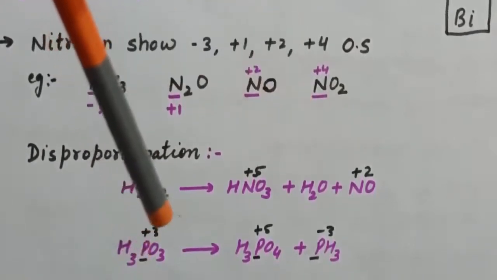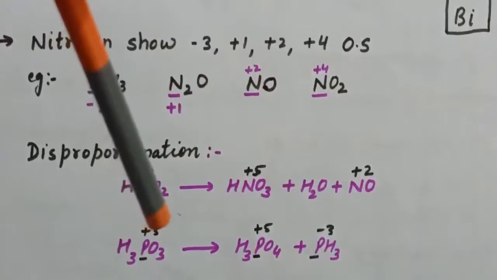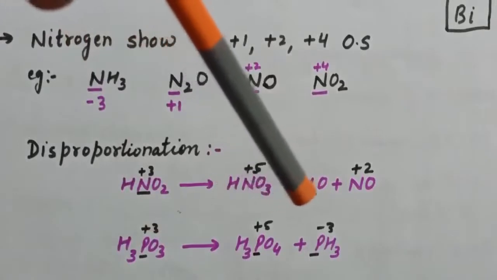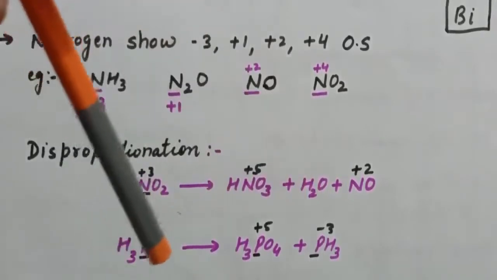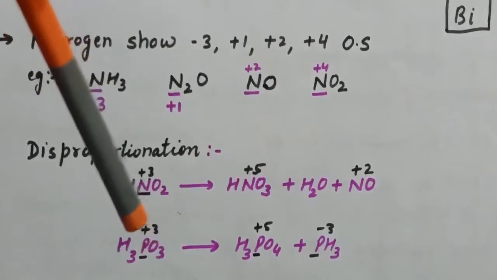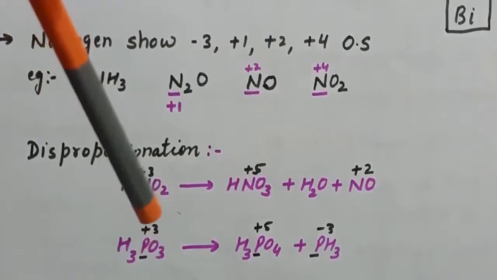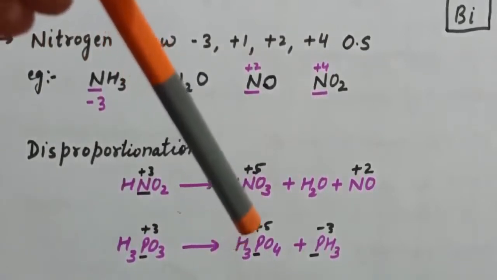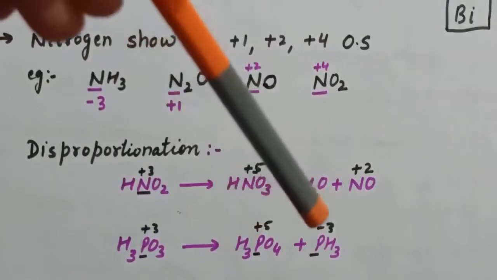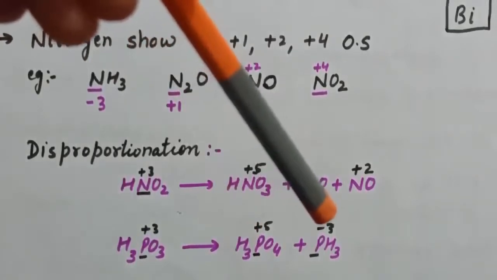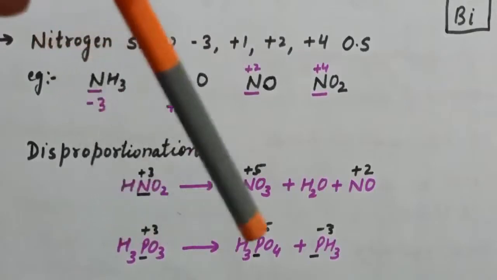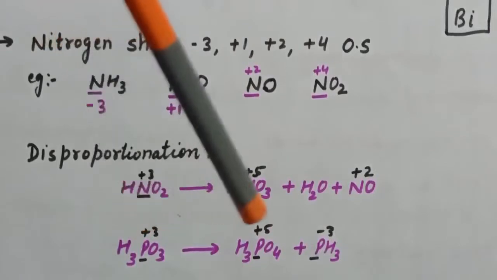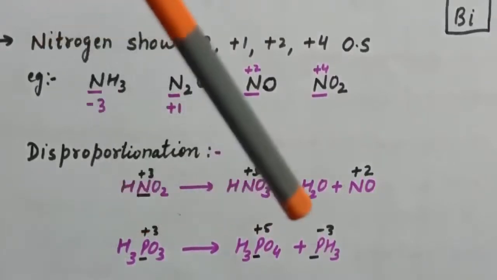Similarly, in the case of phosphorus, nearly all intermediate oxidation states disproportionate into +5 and -3 in alkali and acid. Here we have the oxoacid of phosphorus, H3PO3, and the oxidation number of phosphorus is +3. On the right hand side we have H3PO4, in which the oxidation number of phosphorus is +5, and in PH3 the oxidation number of phosphorus is -3. So again a disproportionation reaction takes place. Phosphorus changes its oxidation state from +3 to +5, which is oxidation, and +3 to -3, which is reduction.